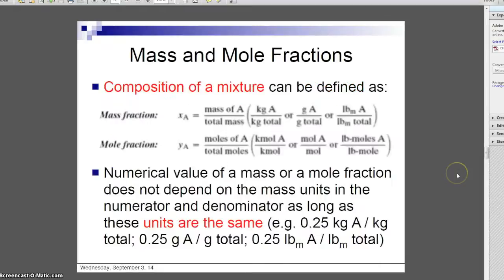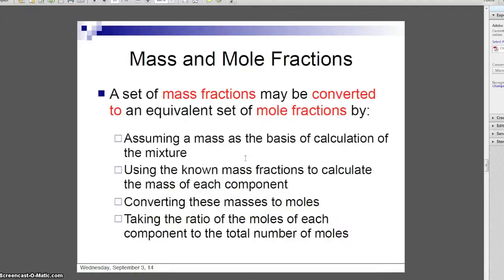As we discussed before, the mole fraction is the moles of something over the total moles, and the mass fraction is the mass of something over the total mass. So basically you find the mass of each component, add them all up and you get the total mass. And you can change it to moles too from mass fraction. So you have to assume the mass as the basis first. That's the SOP to convert mass fraction to mole fraction.